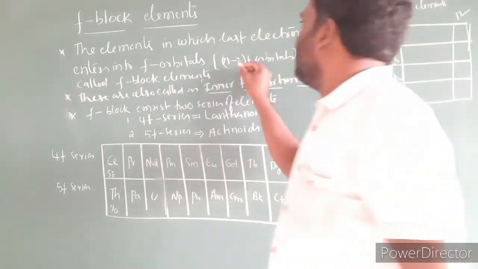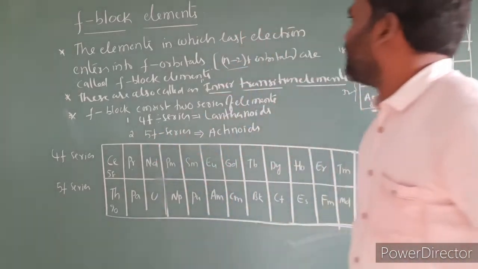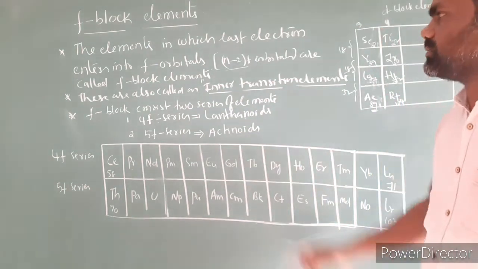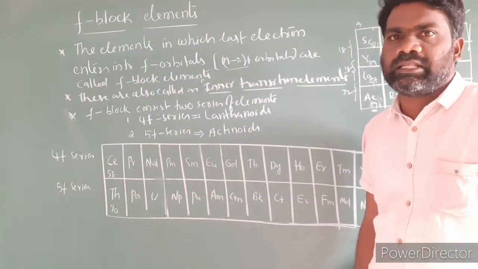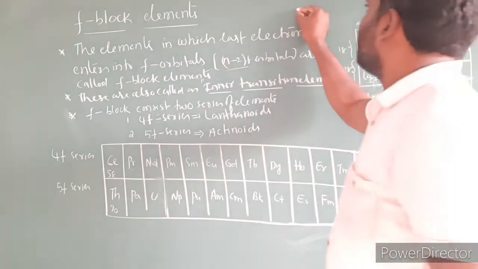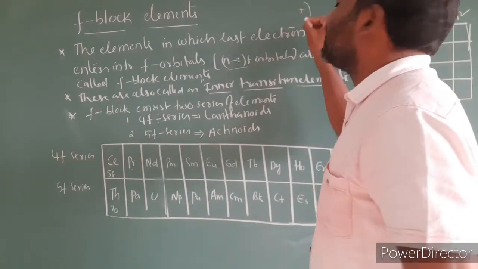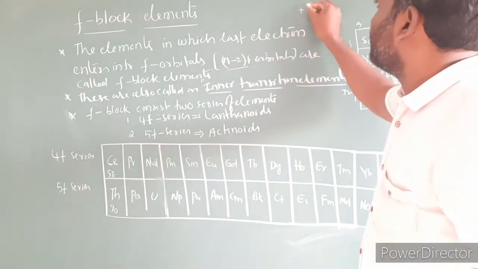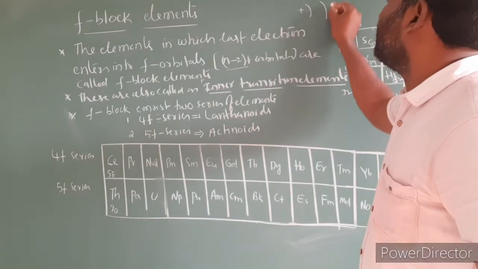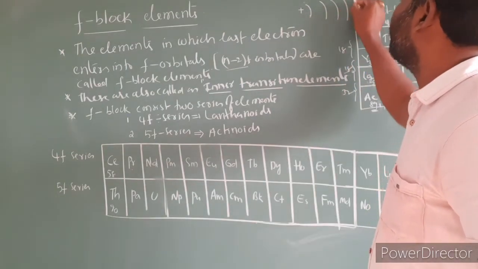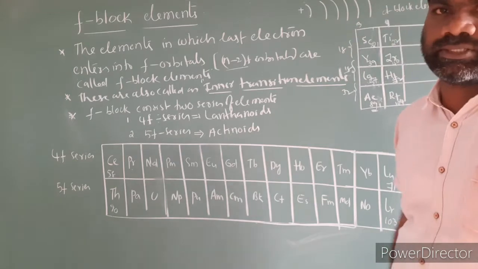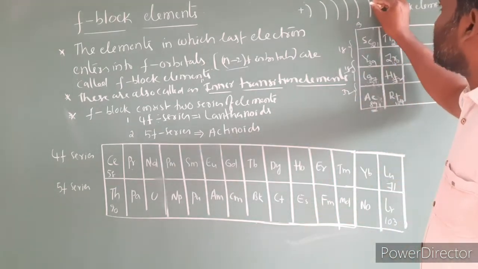Next, the (n-2)f orbital stands for the anti-penultimate shell. For this, I will give one small example. This is the nucleus. This is the first shell, this is the second shell, this is the third shell, and there are fourth, fifth, and sixth shells. Imagine there are 6 shells. So this is the last shell.